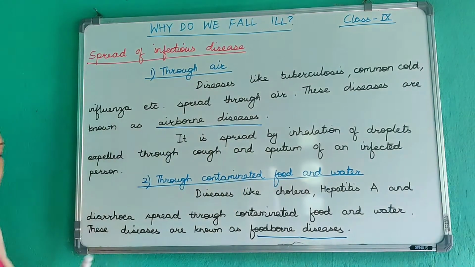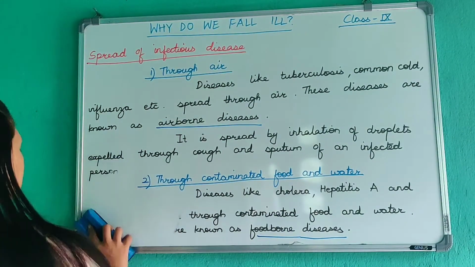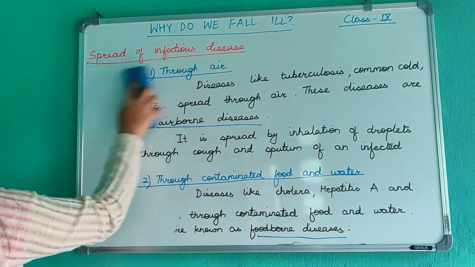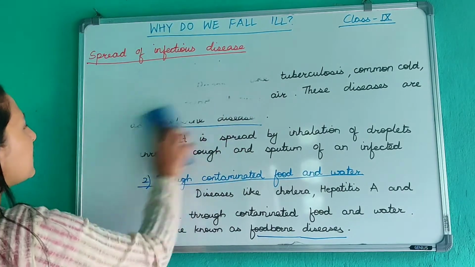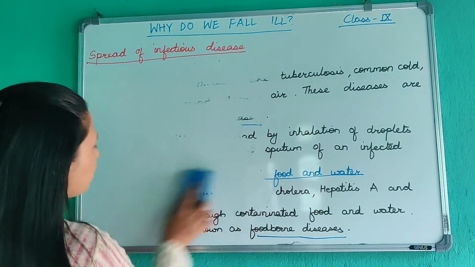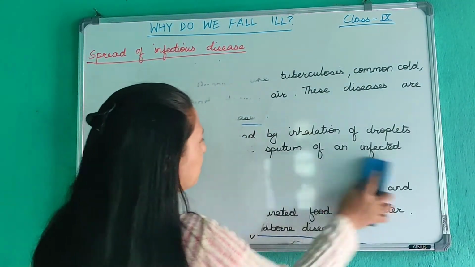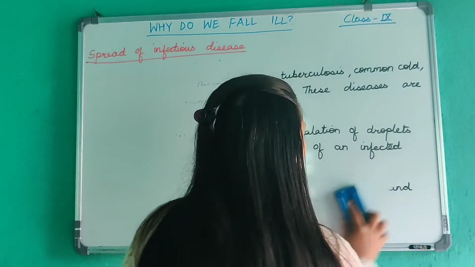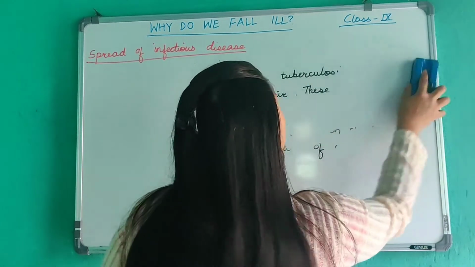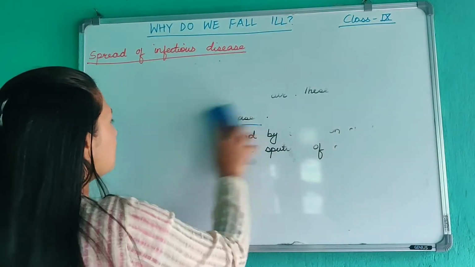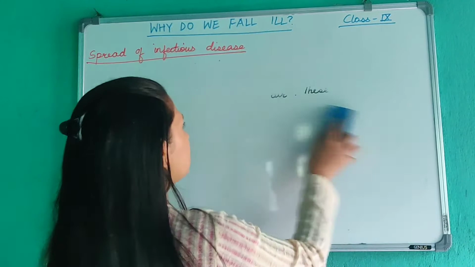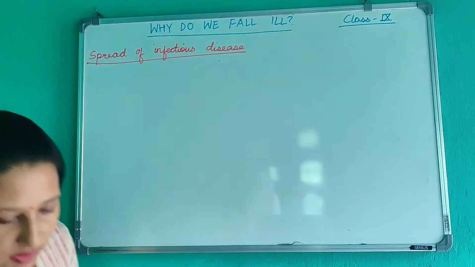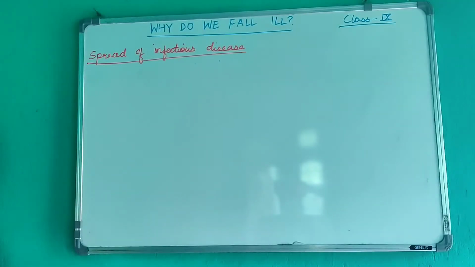Sometimes the food that we eat and the water that we drink is infected with certain infectious agents. So when we eat that food or drink that water, we become infected with diseases, and those diseases are foodborne diseases. Just like the examples given, diarrhea, hepatitis A, cholera, all these are foodborne diseases.